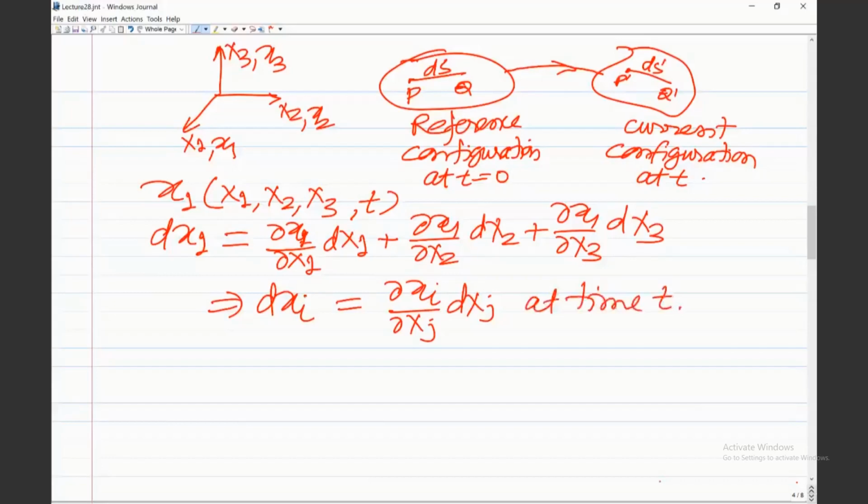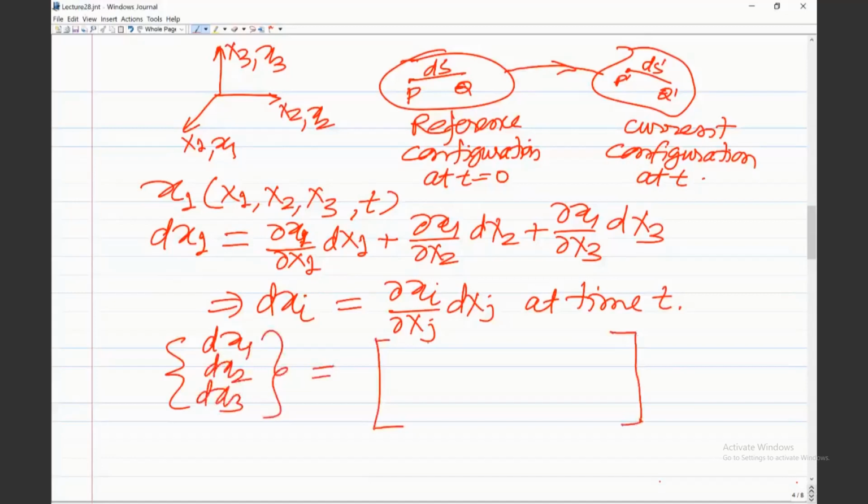If there are two points separated by distances dX1, dX2, dX3, what would be the change in their x coordinates in the current configuration? What would be the change in x1, x2, and x3 in the current configuration? So now if you put all the three coordinates together, that is dx1, dx2 and dx3, you can write this using this formula. Dx1 we have already written, and on this side I am having dX1, dX2, dX3. So in terms of that we want to write dx1, dx2, dx3, that is the change of the current coordinates.